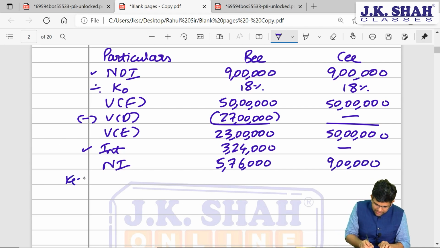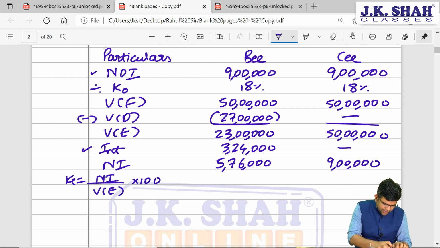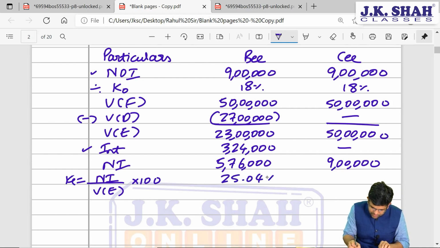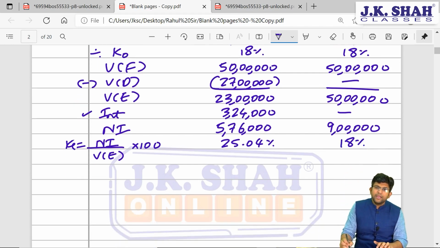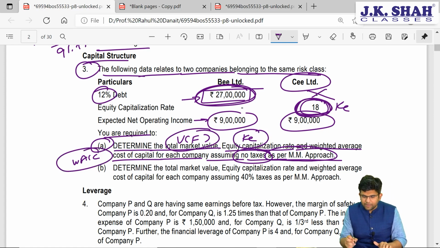Now I'll calculate KE. What is the formula of KE? It is NI upon value of equity into 100. So students, 5,76,000 is the NI divided by 23 lakhs. If I divide this, I get 25.04% as the KE for B Limited. And as far as C Limited is concerned, 9 lakh upon 50 lakh, the KE and the KO, as you know, are the same. So with that, children, we have calculated the value of firm and KE. The only thing left is WACC.